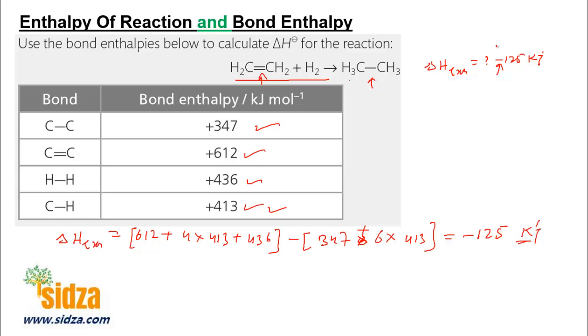This is how we can find the energy of a reaction, the enthalpy of a reaction, from the bond energy values. Hope you got the concept.